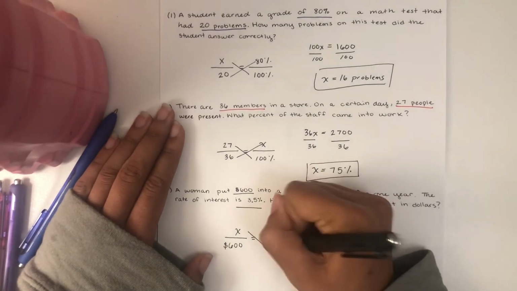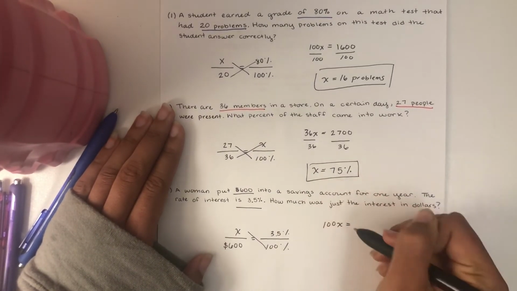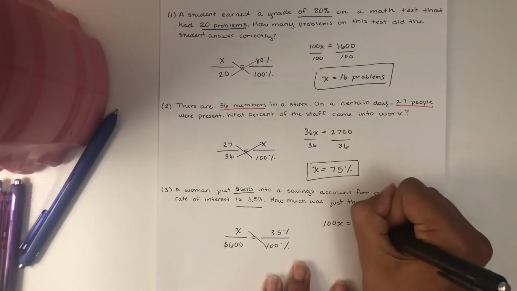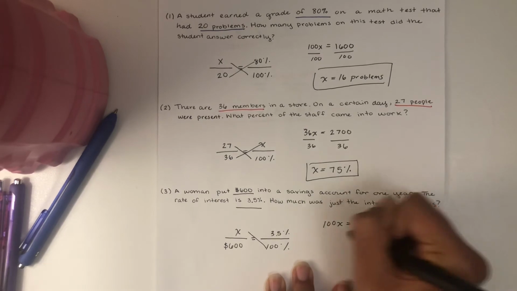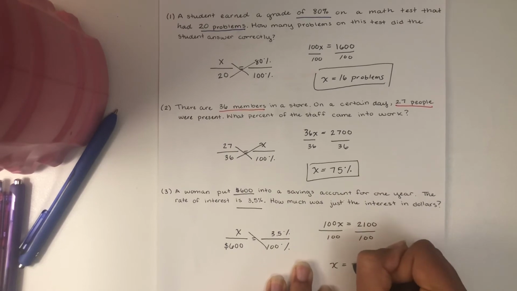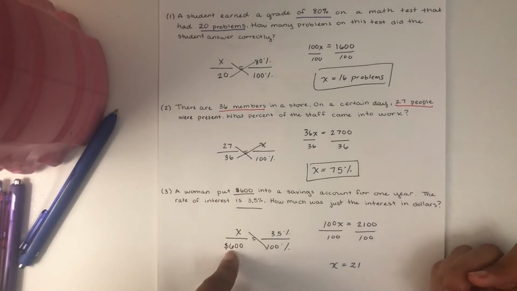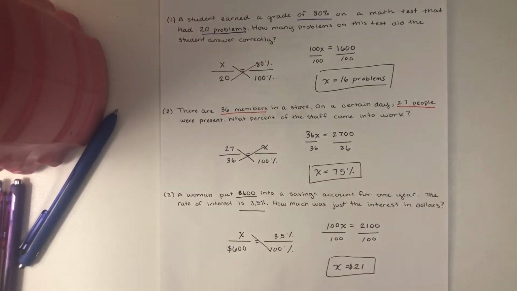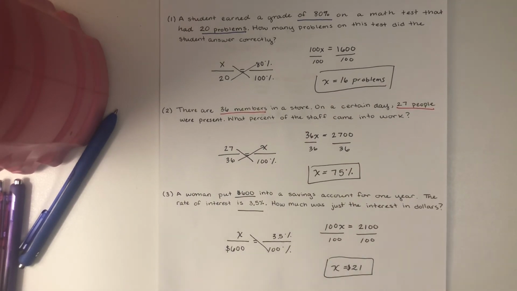Cross multiply. 100 times x is 100x. 600 times 3.5 is 2,100. Divide by 100 on both sides. You get x equals 21, and this was in dollars. So that's the interest that she earned, right? But let's say she wanted to know how much total money was in her bank. You take that 21, you add it to 600, $621. All right, we are on our last problem.